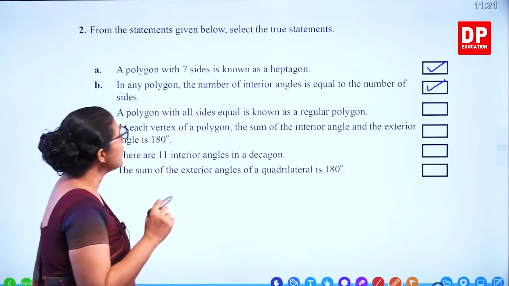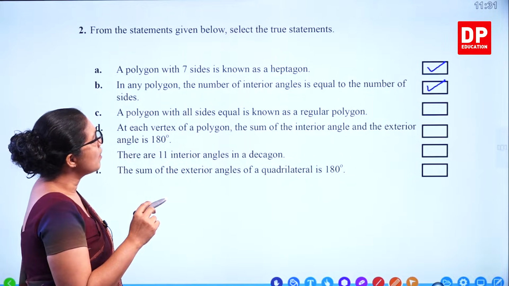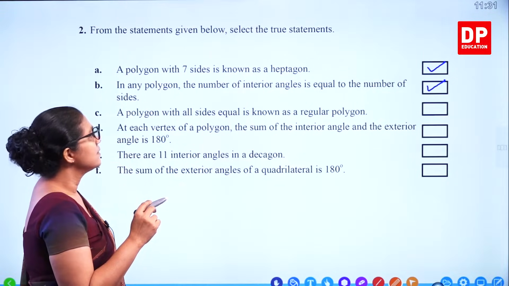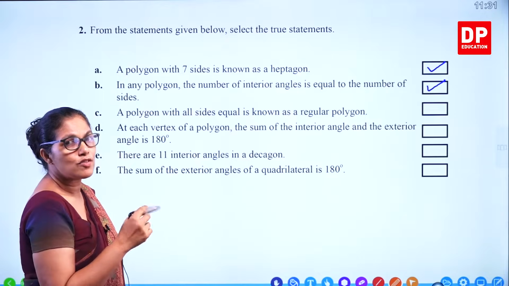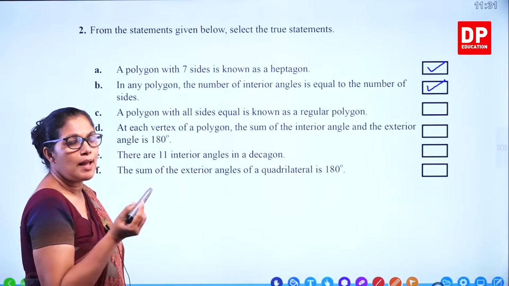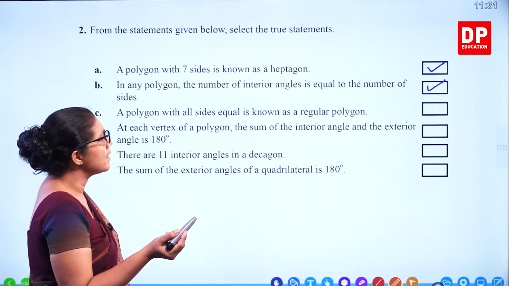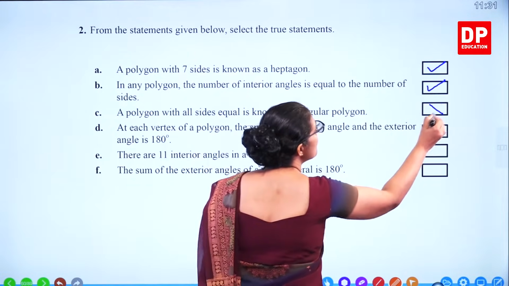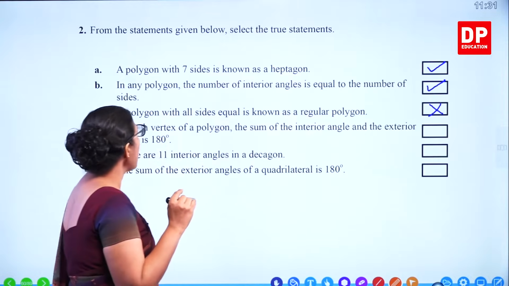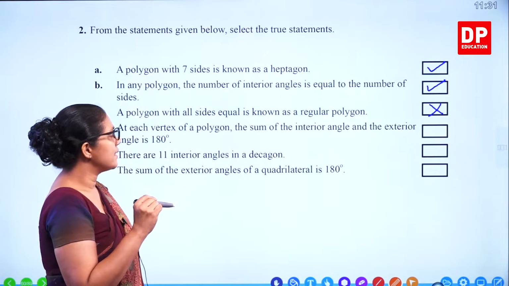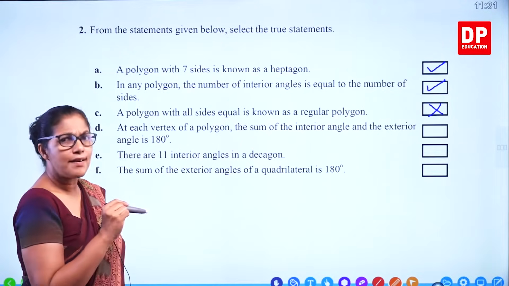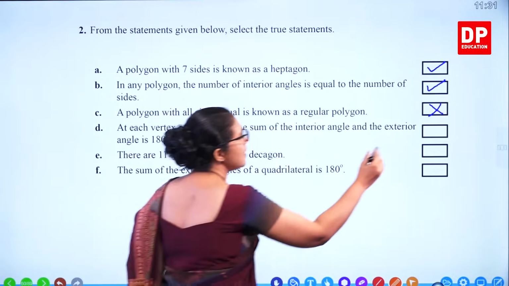A polygon with all sides equal is known as a regular polygon. You can't say that, because in a rhombus all sides are equal, but it's not a regular polygon because the angles are not equal. You can't say that. At each vertex of a polygon, the sum of the interior angle and the exterior angle is 180. That's correct.